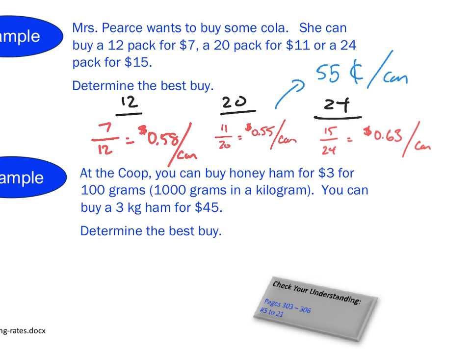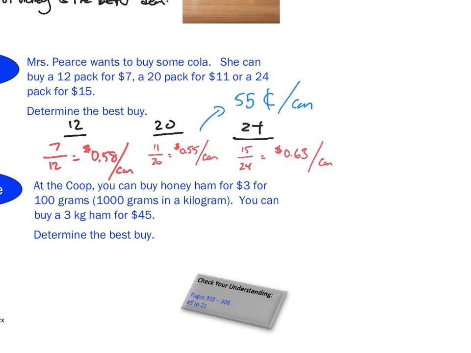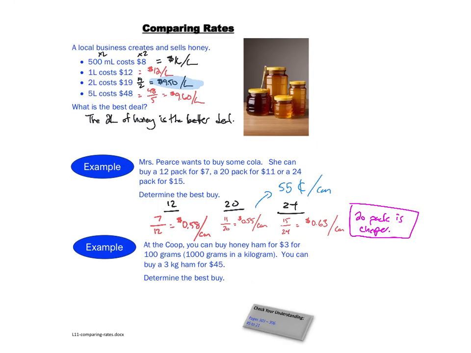So which of those quantities gives you the cheaper price per can? The 20-pack is cheaper, so we need to say that. And that's the other thing. You need to say what the answer is. So we'll say the 20-pack is cheaper than the 24-pack. Okay?